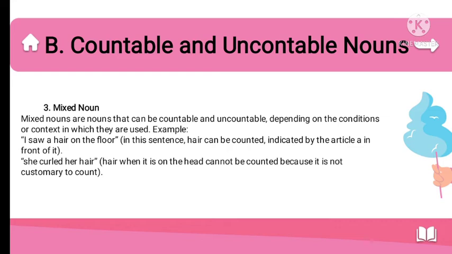Example, I saw a hair on the floor. In this sentence, hair can be counted, indicated by the article a in front of it. And example for number 2, she colored her hair. Hair when it is on the head cannot be counted because it is not customary to count.